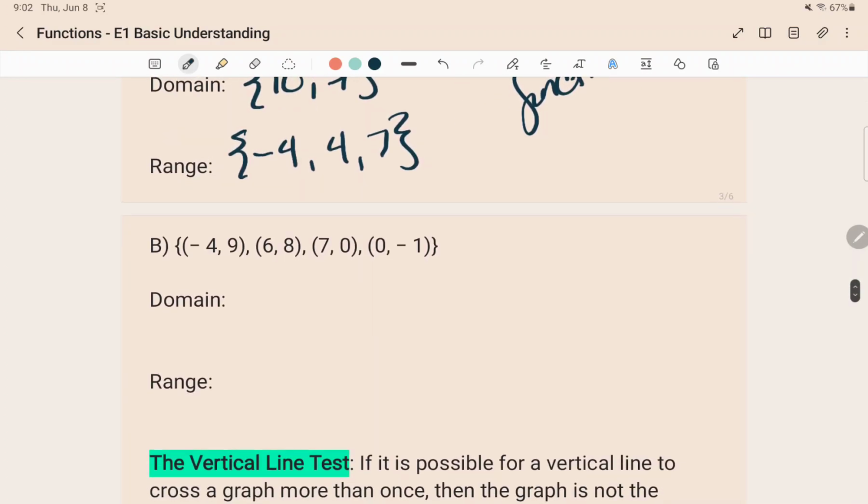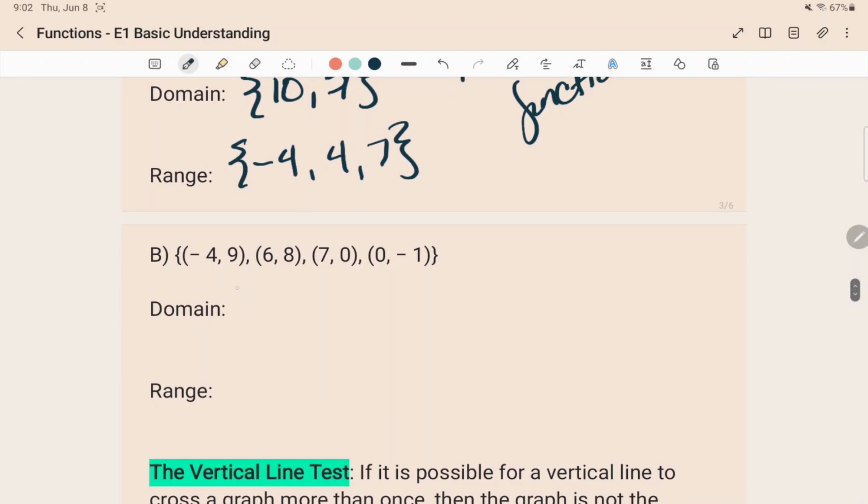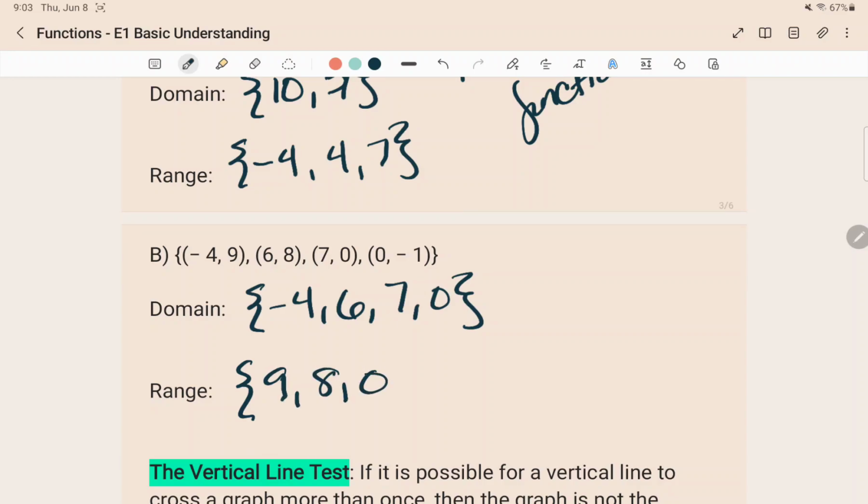Let's look at another one. For this set of ordered pairs, my domain, or x values, are -4, 6, 7, and 0. Sometimes you're asked to put these in ascending order. If you don't have to, you can just leave it, but if you're asked, reorder them. The range is 9, 8, 0, and -1. I'm double checking my x values and making sure I don't see any repeats. There's only one -4, one 6, one 7, and one 0. No duplicates means that this is a function.